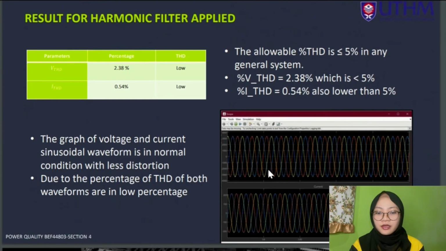For the result with the harmonic filter applied, the percentage is back to normal, which is below 5% in a general system. The graph of voltage and current is a sinusoidal waveform, which is in a normal condition with less distortion. So the waveform would be normal with less distortion.